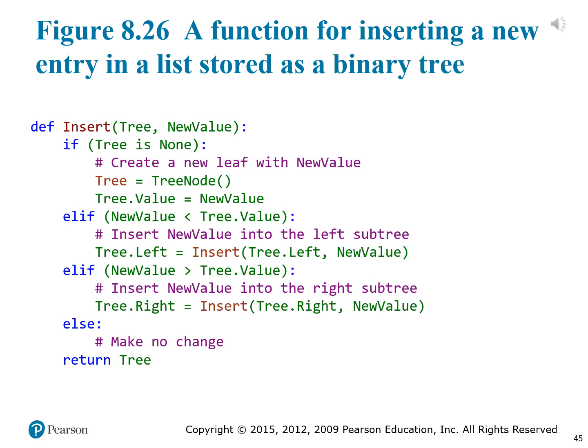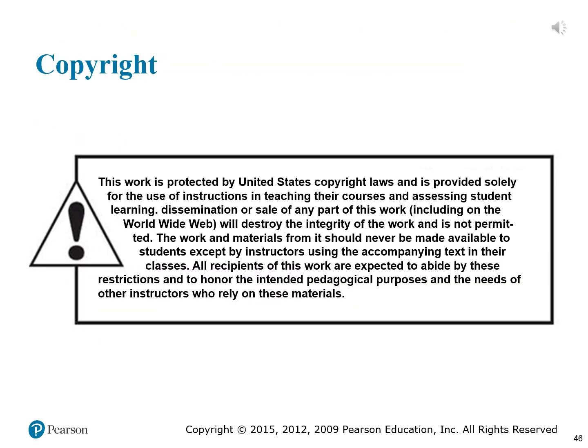The Python code in figure 8.26 uses the function call TreeNode to create a new aggregate to serve as a fresh leaf in the linked tree structure. This requires additional code outside of the figure to identify TreeNode as a user-defined type, as we will see in the next section. So that wraps up this lecture.